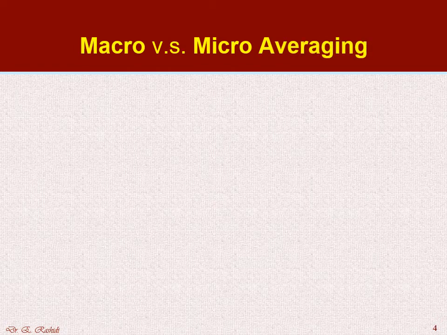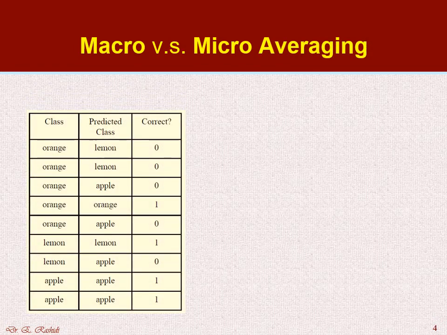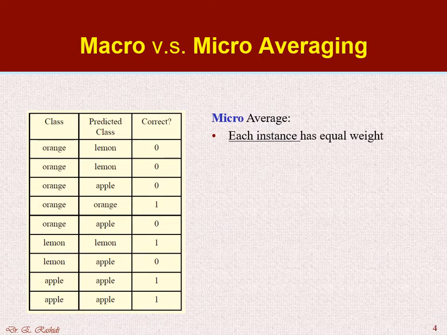Now let's see how micro-averaging works. We're going to work on the same classification problem, the fruit classification problem. In micro-averaging, instead of each class having equal weight, as was the case in macro-averaging, each instance has equal weight. This makes the largest class, that means the class with the largest number of instances, have the highest influence. Let's see how the micro-averaging process works.